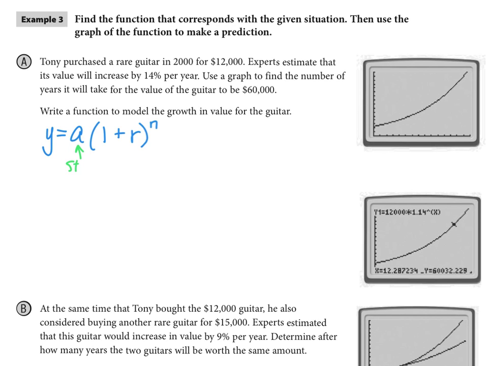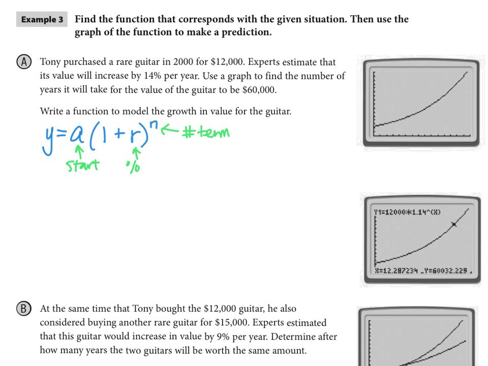Remember, a means the start. R is just your pattern, or in this case, R is going to be a percentage of how much it's growing every time. And n is going to be the number of terms, or how long we're looking at the problem. So we want to identify here what our different parts are.